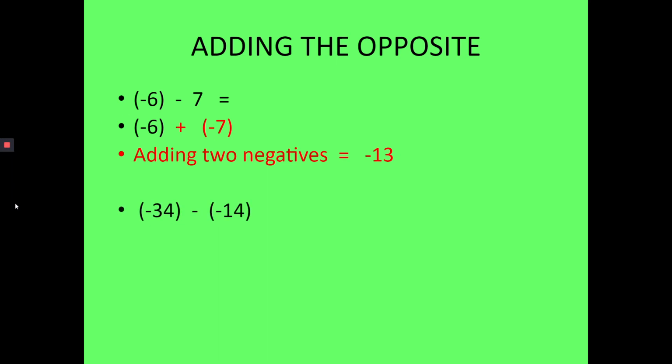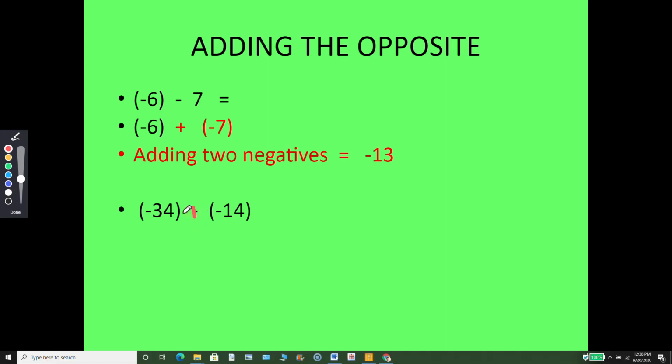Let's look at this example. And I'll write on it so you can see. We have negative 34 minus 14, right? Well, what we do, we never change the first number. We never change the first number. We change the minus sign in between the numbers to an addition, make it addition. And now we change the sign of this number. So it becomes a positive 14, right?